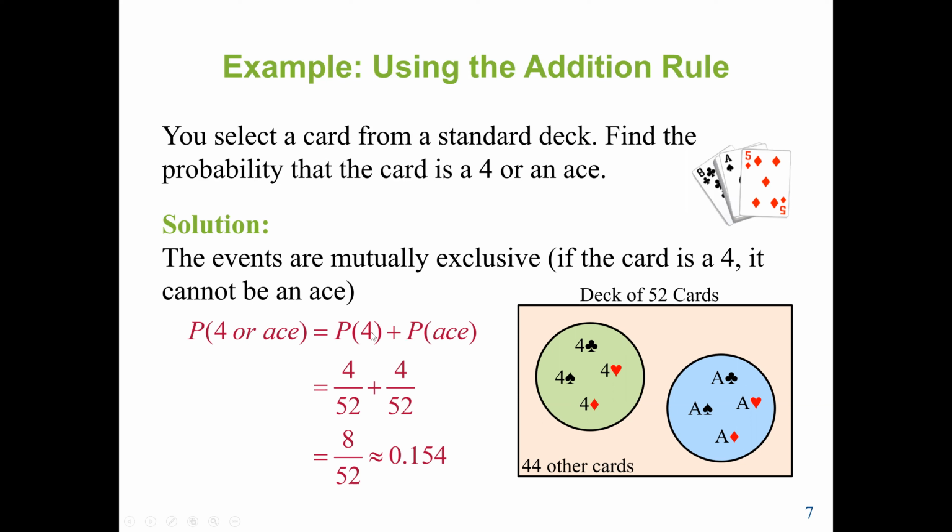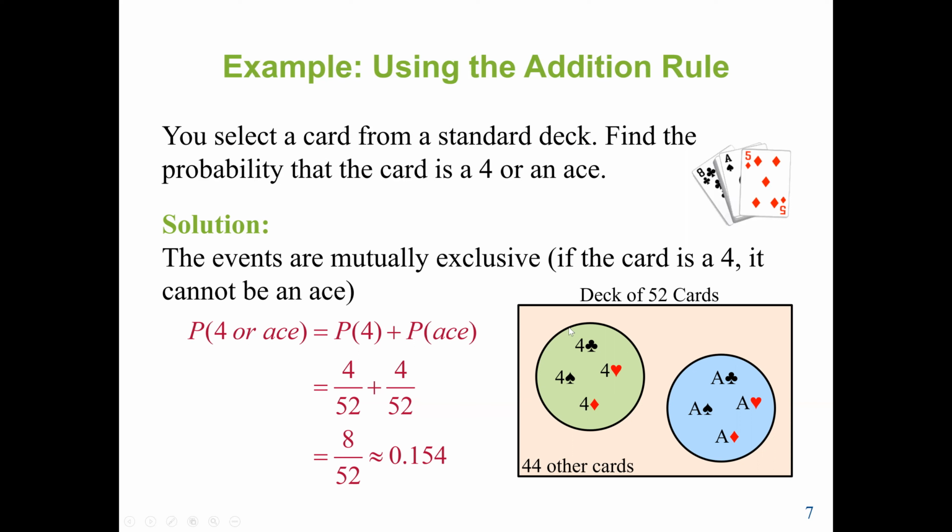So the possible 4s we have, the number 4, is 4. The possible aces we have also is 4. So it will be 4 divided by 52 plus 4 divided by 52, which will give us 8 over 52, roughly 0.154.